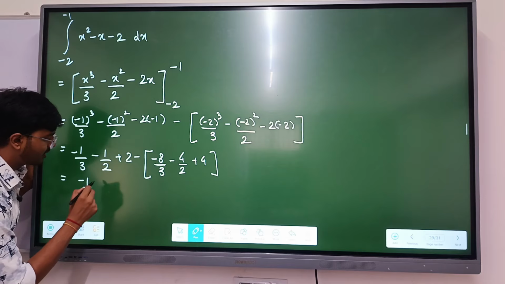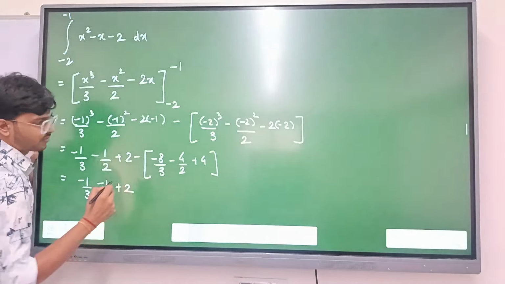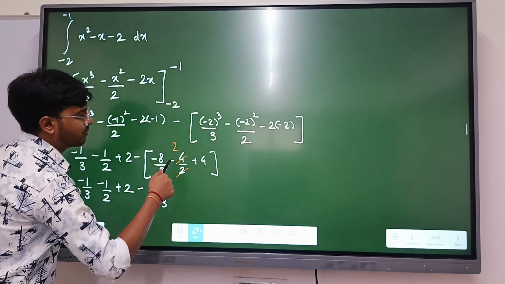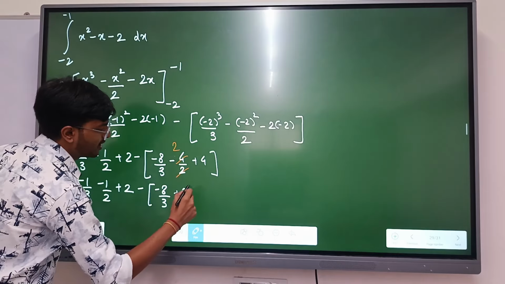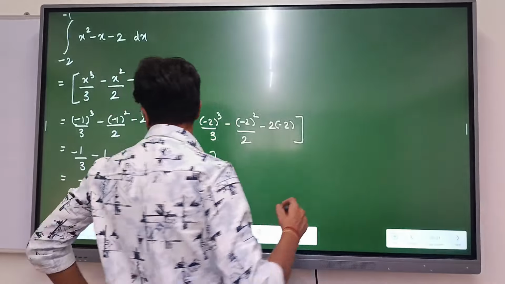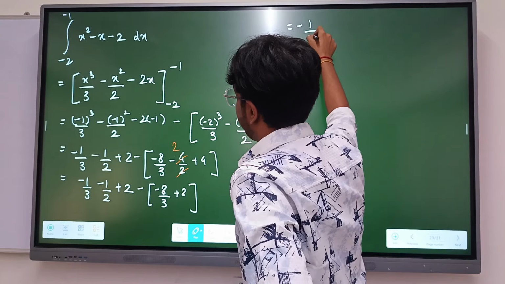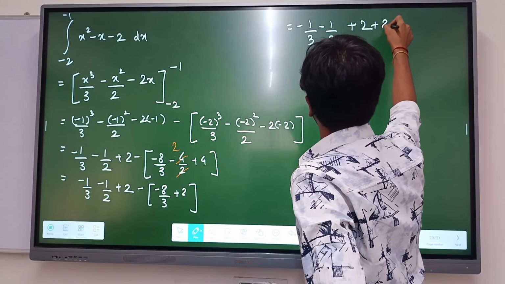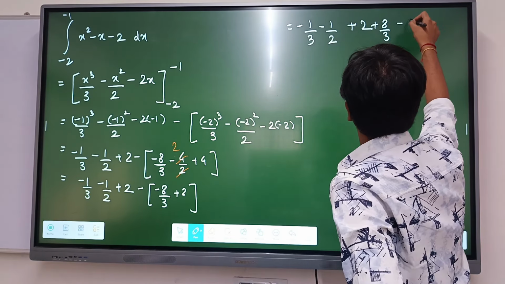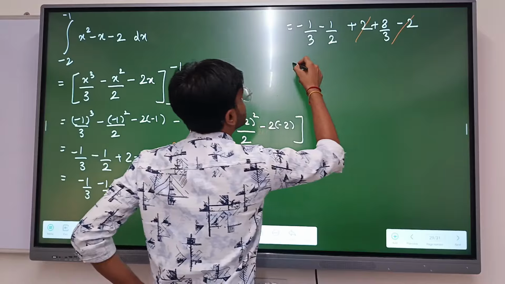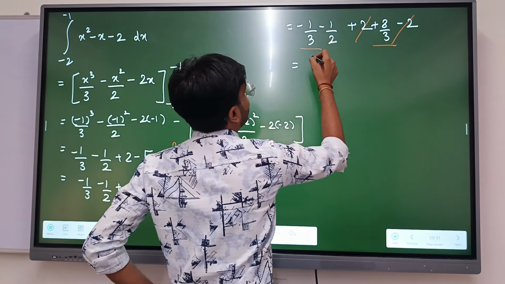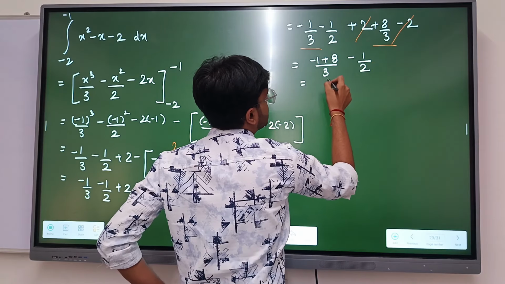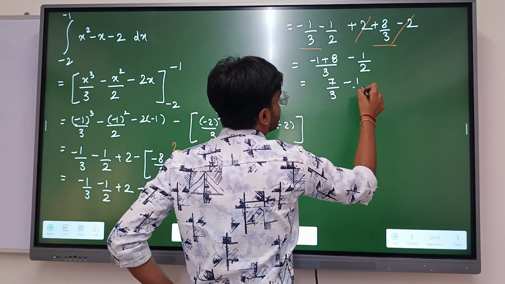So it will be equal to minus 1 by 3, minus, let's keep simplifying it, minus 1 by 3 minus 1 by 2 plus 2, minus of minus 8 by 3, this will be 2. Minus 2 plus 4 is plus 2. Let's multiply this minus inside. What will I get? Minus 1 by 3 minus 1 by 2 plus 2 plus 8 by 3 minus 2. So plus 2 minus 2 cancel. Minus 1 by 3 plus 8 by 3 minus 1 by 2. So it will be equal to 7 by 3 minus 1 by 2.